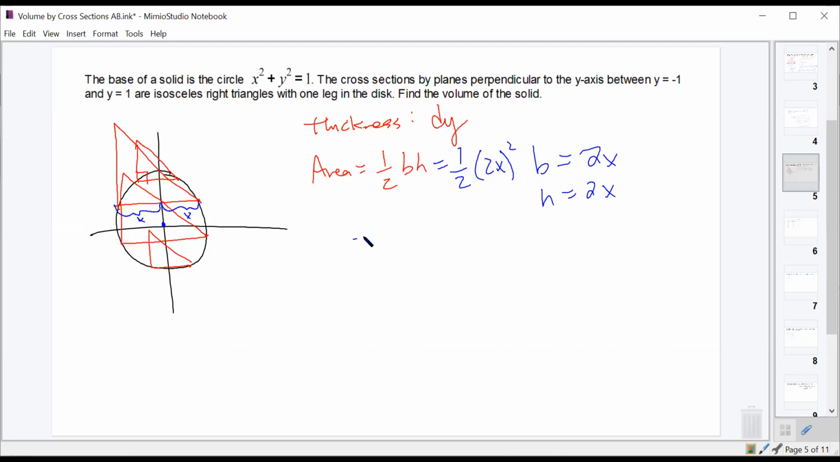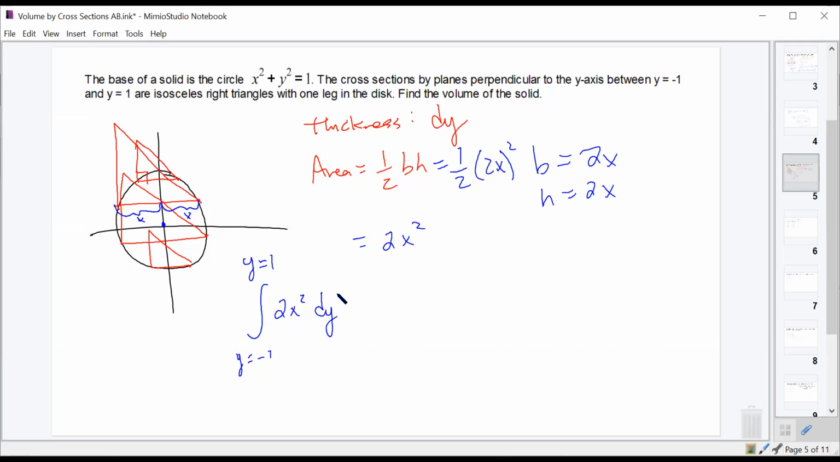Everybody agree with that? Yeah, that works. All right, which simplifies to what? Just 2x squared, right? Yep. But the problem we've got now is we want to integrate from y equals -1 to y equals 1 of 2x squared dy. Well, we can't do that, right? Because we have an x and we have a y inside of our integrand.